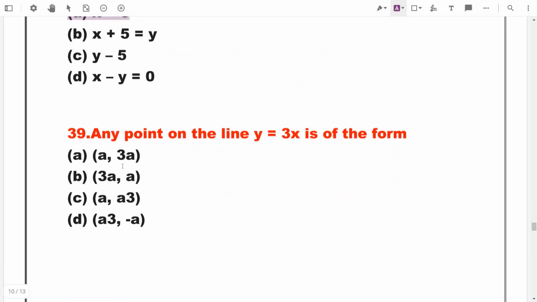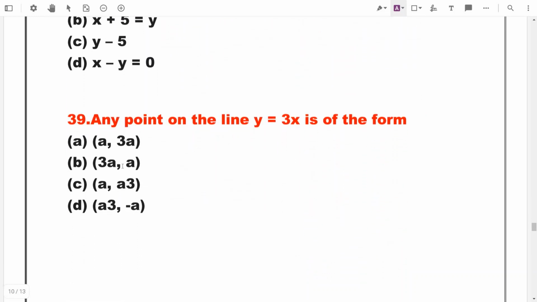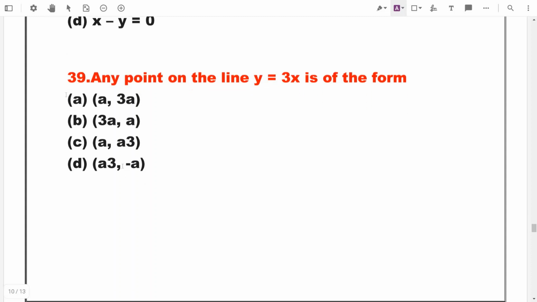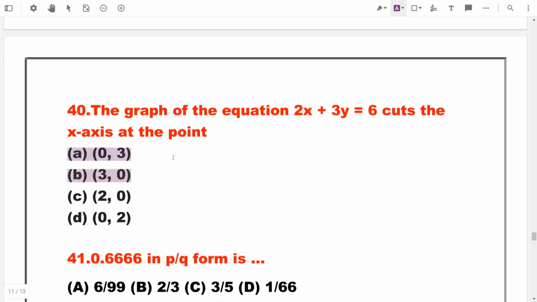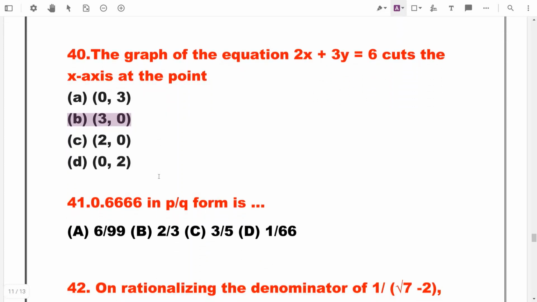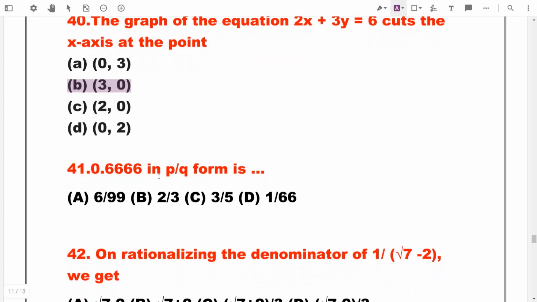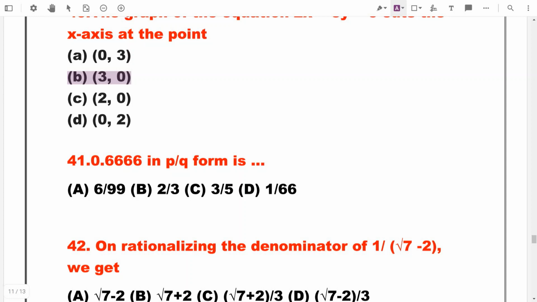39th question, any point on the line y is equal to 3x is of the form a, 3a, 3a, a, a3, a3, minus a. Answer A, a, 3a. 40th question, the graph of the equation 2x plus 3y is equal to 6 cuts the x-axis at the points 0, 3, 3, 0, 2, 0, 0, 2. Answer B, 3, 0. 41st question, 0.6666 in p by q form is 6 by 99, 2 by 3, 3 by 5, 1 by 66. Answer B, 2 by 3.